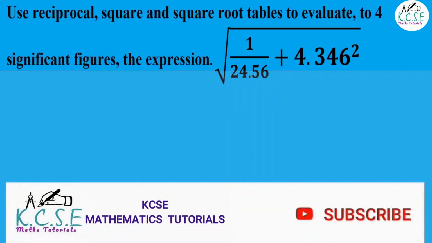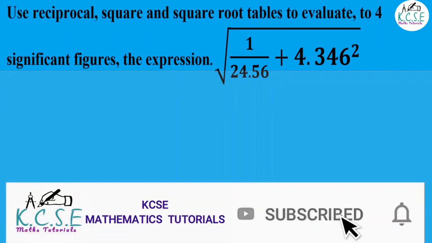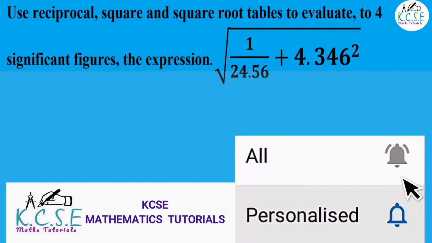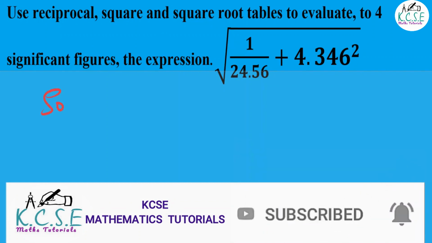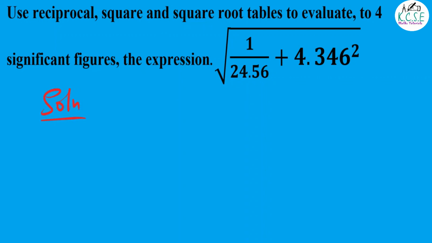Use reciprocal, square and square root tables to evaluate to four significant figures the expression. So let's begin by getting the square of 4.346. You read it directly from the tables of squares, and when you read this you get 18.89. Then the next one is 1 divided by 24.56. So you write this one in standard form.